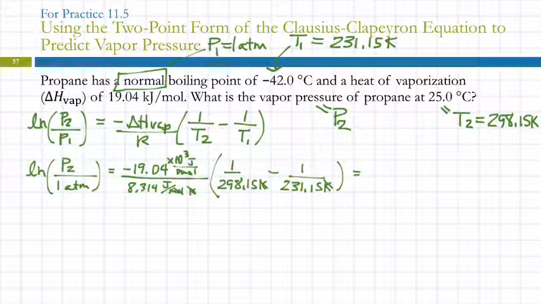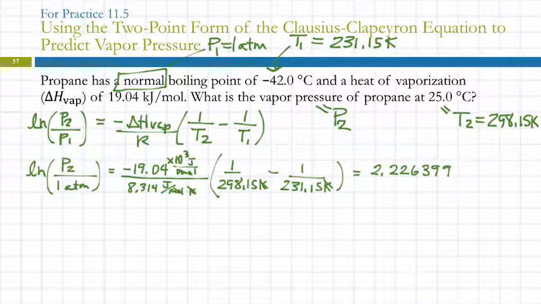So then we do this math, and you need to be careful with your calculator. What I'm going to do on my TI-36X Pro is negative 19.04 EE3 divided by 8.314 times, and then we'll use the parentheses, 1 divided by 298.15 minus 1 divided by 231.15, close the parentheses, and press equals. And so this is giving me 2.226399.